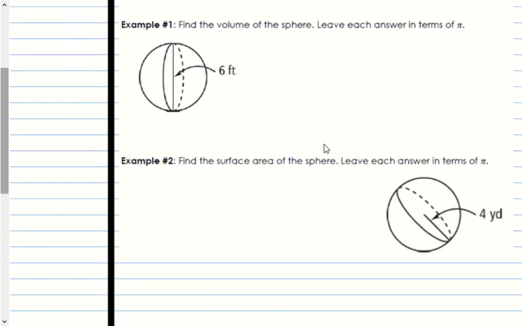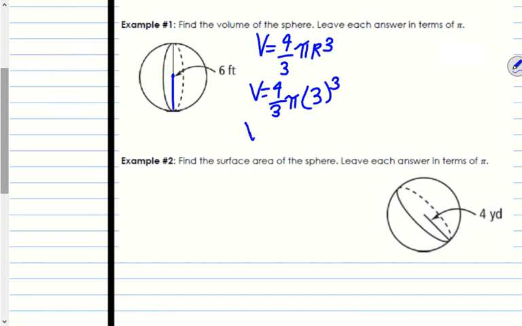Example number 1. Find the volume formula of the sphere. Leave the answer in terms of pi. So the volume formula is 4/3 pi r cubed. So volume equals 4/3 pi times my radius. Now my diameter is 6 feet. So my radius would be half, so 3 cubed. Volume equals 4 pi times 27 divided by 3.